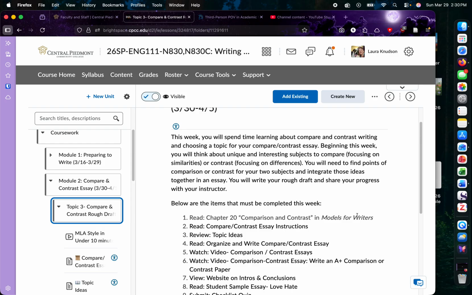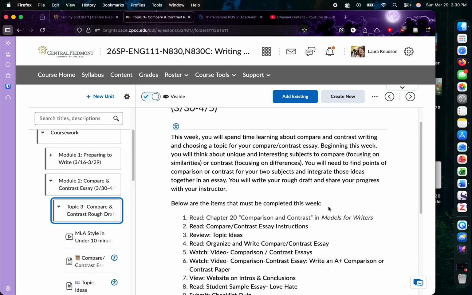You want to start by reading chapter 20, that talks about comparison and contrast. This is going to tell you how to do this type of work, how to do this type of writing. Read chapter 20. Then we've got the instructions, which we're going to go over here in just a second. Then we've got topic ideas. The topic is up to you.